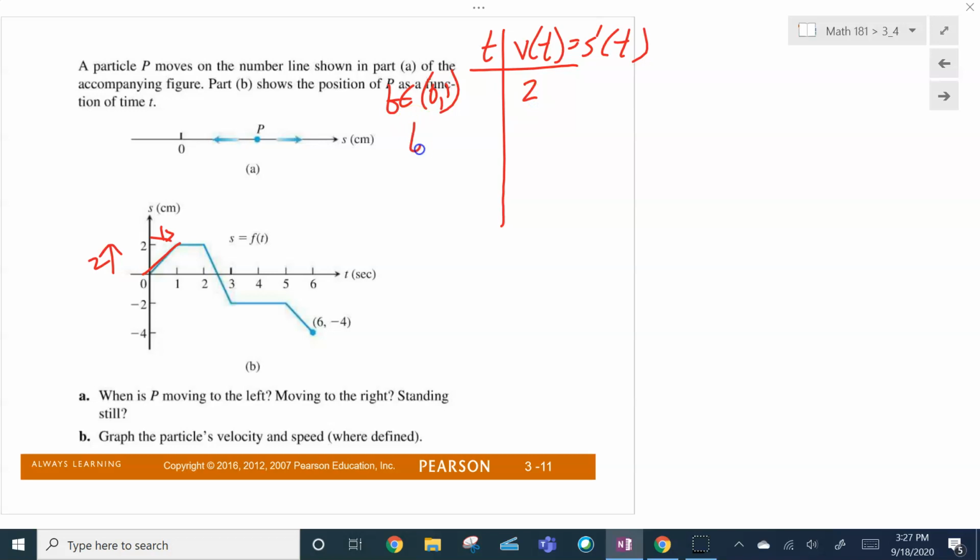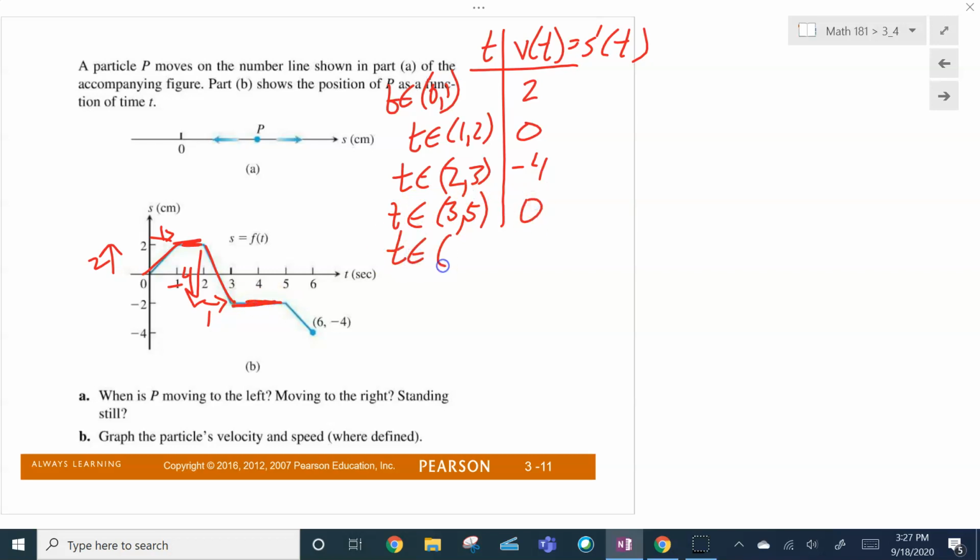Now when t is between 1 and 2, now our slope is 0. When t is between 2 and 3, now we're going down 4, right 1, so -4 over 1 is -4. When t is between 3 and 5, slope is 0. When t is between 5 and 6, looks like we're down 2, right 1, -2. And so we just graph it like that.